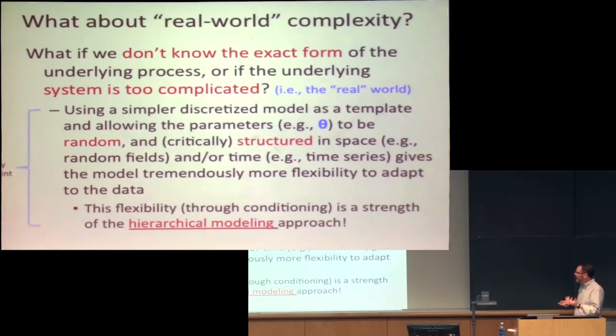So here's the idea. You use a simpler model, maybe it's a discretized model, like I said, but you motivate the parameterization of that model by something that you knew about the dynamics. And if you let those parameters themselves be structured, or random fields, or time series, so there's some sort of dependence in them, typically, you're going to borrow strength, have effectively fewer numbers of parameters to estimate, and have the same ability to model systems that are way more complicated than you could solve analytically.